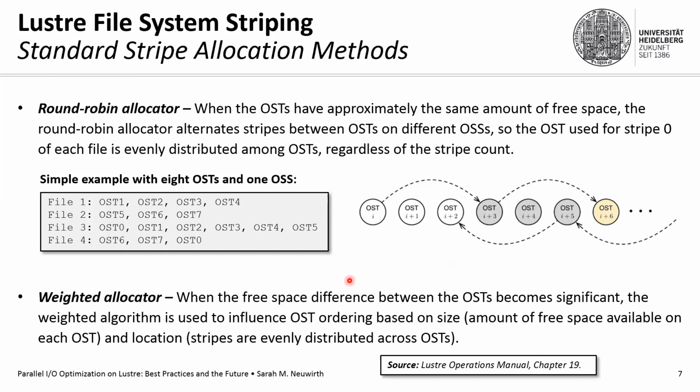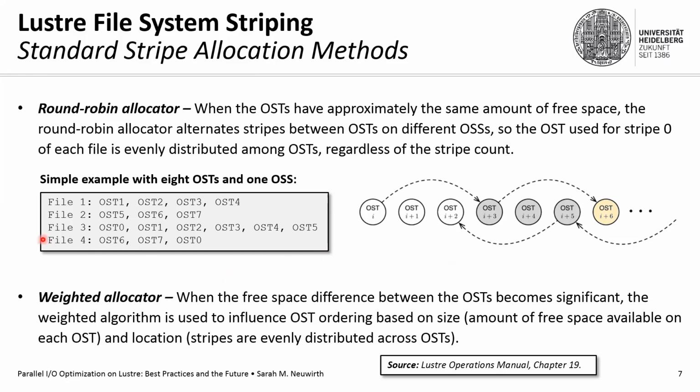The last Lustre file system striping internals that we need to understand before diving into the best practices is the actual standard stripe allocation methods. So the default allocator being used by Lustre when data is being placed on different object storage targets is the round-robin allocator. What happens here is that the round-robin allocator basically alternates stripes between storage targets on different object storage servers in order to evenly distribute the file among OSTs.